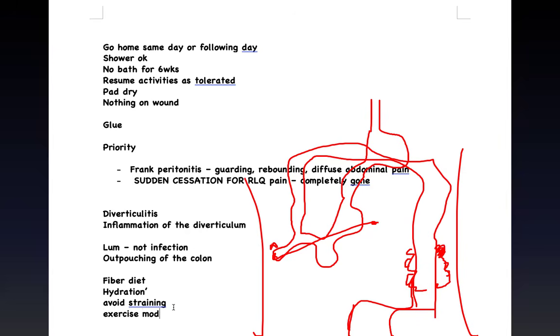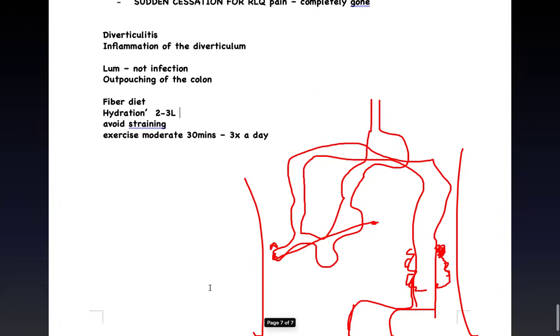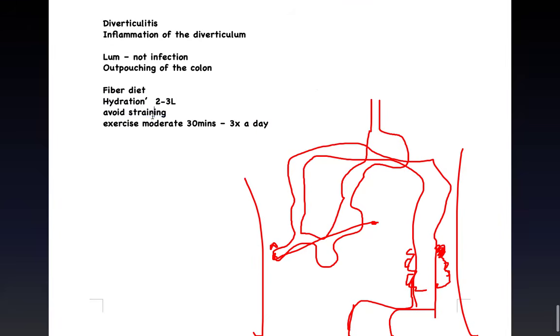Moderate exercise is good, which is 30 minutes, 3 times a day. Hydration, they need like 2 to 3 liters of water a day. So this is what you teach them to prevent the diverticulum from getting diverticulitis. When it gets inflamed, it becomes diverticulitis. That's an itis, infection, you see itis.